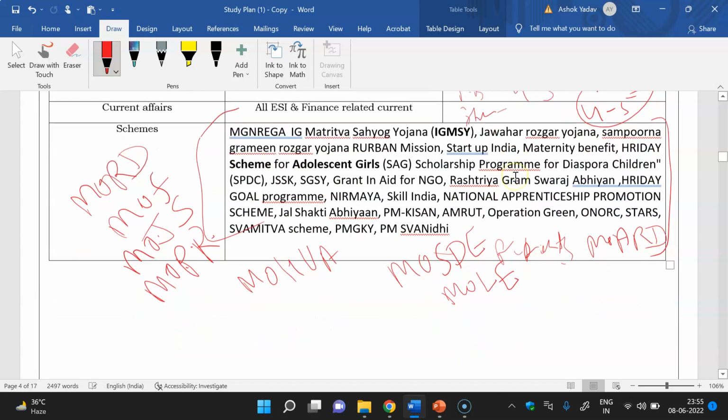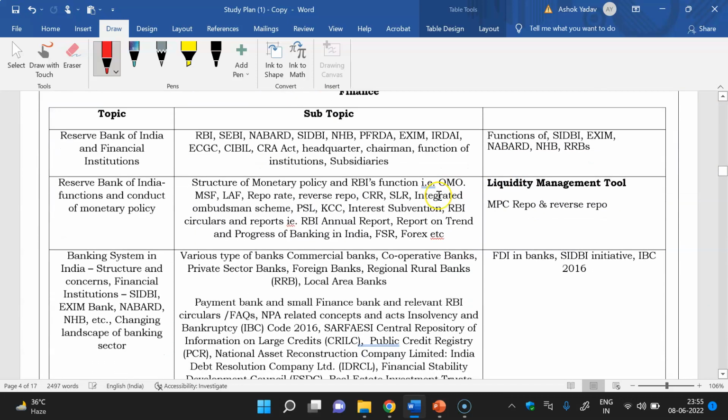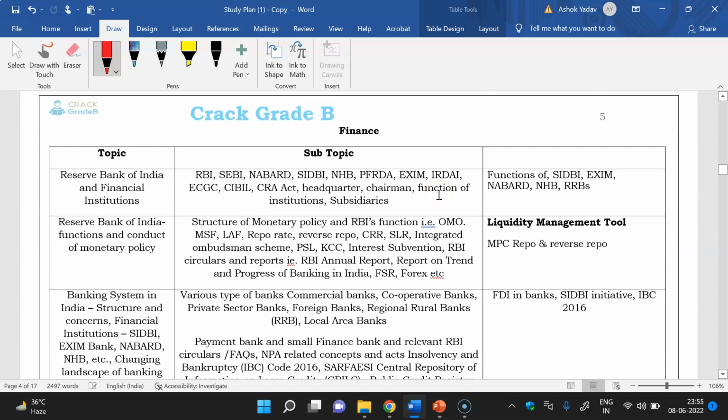And next is finance. We have to mention the topics you have to study, and mainly static will be there. 50% from finance, 50% from management will be there in the paper.